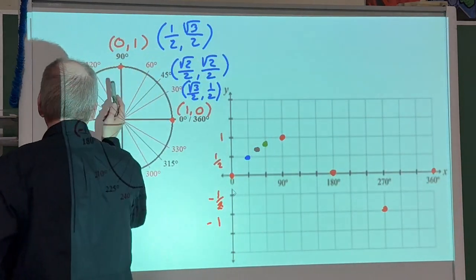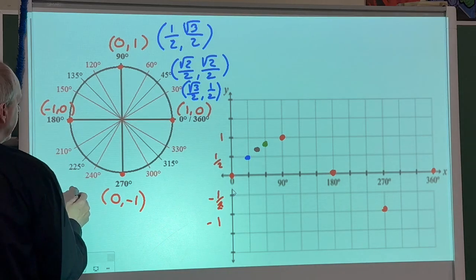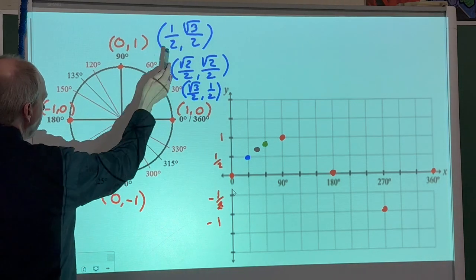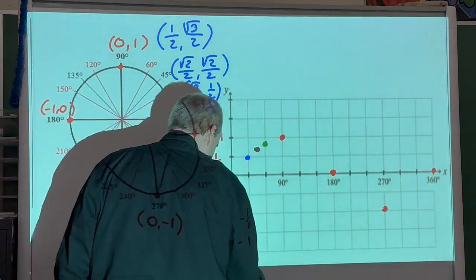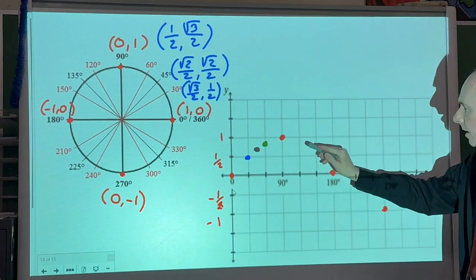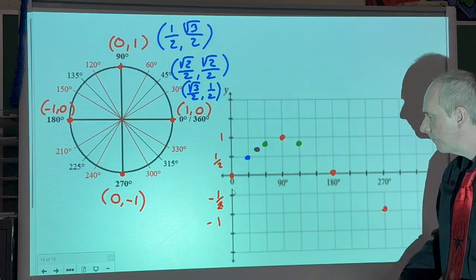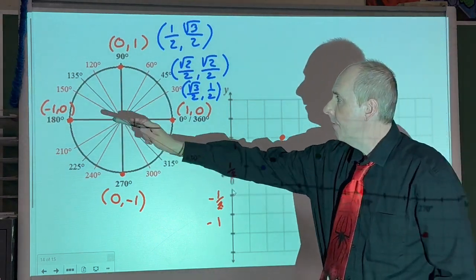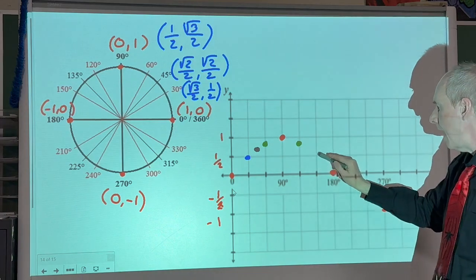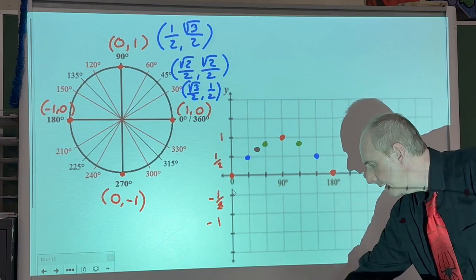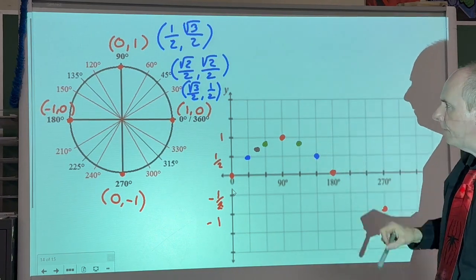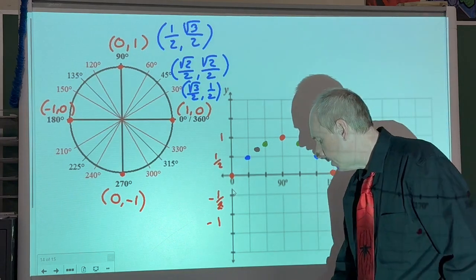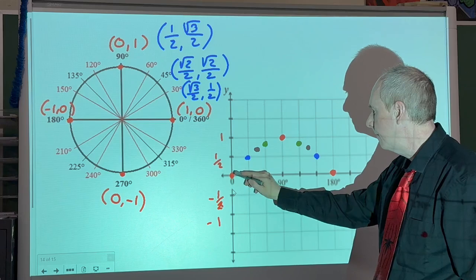Now we come over here and we get the same exact answers. 120 will match the 60. It'll be 0.866. 120 will be here. 150 will be the half. And in between 120 and 150 is your 135. It's at 0.707. So we're getting part of our curve here.